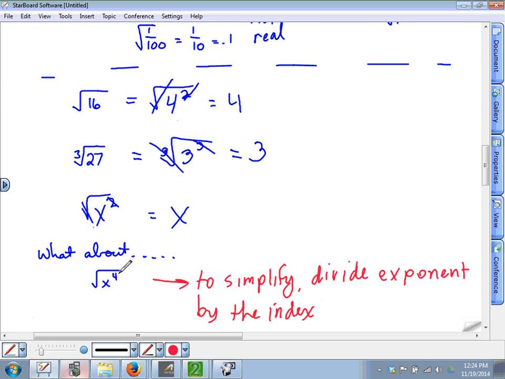Where my pencil is pointing, what is that? Exponent or index? That's the exponent, right? The index is usually written here, but on a square root it's never really written. But what is there? A 2. So if we follow this little example here, if we divide the 4 by 2, we're going to get 2. So the answer here would be x squared.